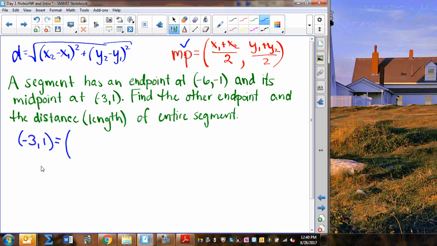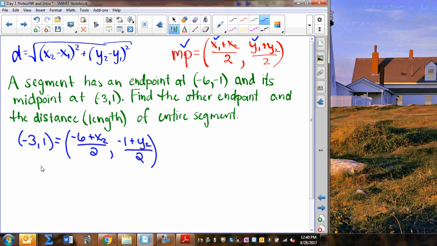Do we have any other information? Yeah, we have our x1 and our y1, right? This here is one of our endpoints. Honestly, you could put in for x2 if you really wanted to, it didn't matter. But we can go ahead and put in these values here. So then x1, -6, plus x sub 2, divided by 2. And then -1 is my y sub 1. So -1 plus y sub 2 divided by 2. Alright, so we know our midpoint, and we know one of our endpoints. Now, does anybody see what we can do from here?